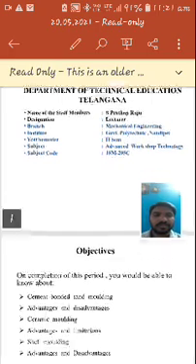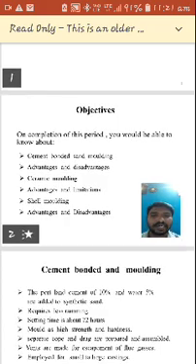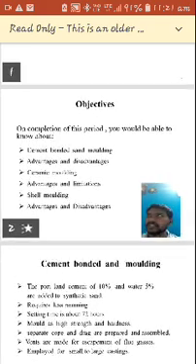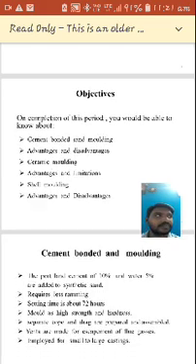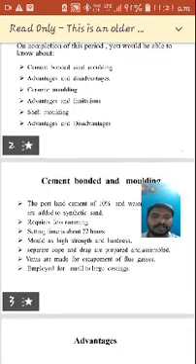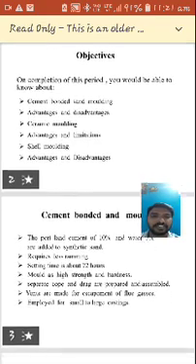Last class we discussed the various molding processes. Today we will discuss cement bonded sand molding and its advantages and disadvantages, along with ceramic molding and its advantages and limitations, and shell molding and its advantages and disadvantages. So these three types of molding we will discuss.